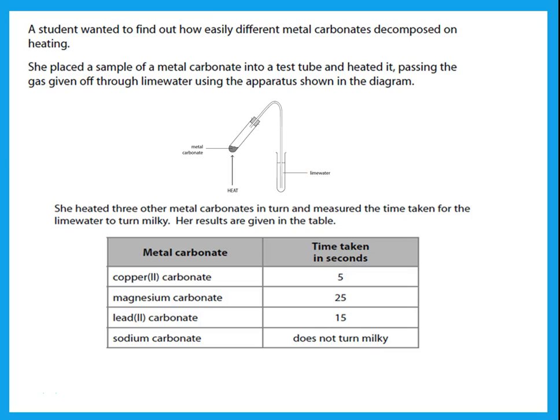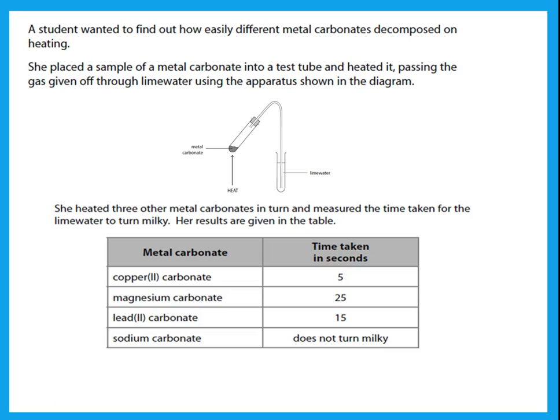The other question was, the student wanted to find out how easily different metal carbonates decomposed on heating. She placed a sample of a metal carbonate into a test tube and heated it, passing the gas given off through lime water. Of course, if you heat a metal carbonate, it gives carbon dioxide gas. How do you test for carbon dioxide gas? It turns lime water milky.